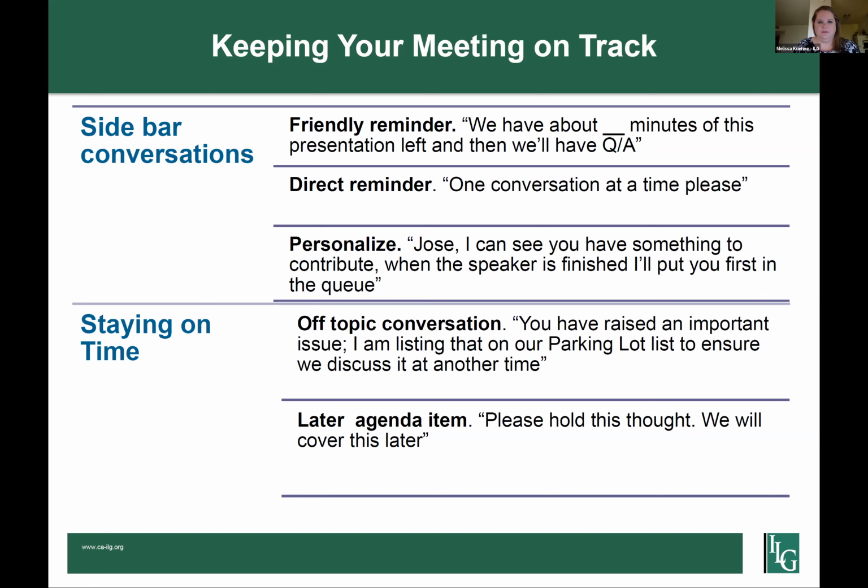we've all been in that meeting where you have 2 or 3 people that are talking offline. So here's a few things that you can think about in terms of keeping things on track in that regard. Just have a verbal reminder that we have this many minutes left in the presentation, and then we'll have time for Q&A. You can be a little bit more direct and just really target and say, we're just having one conversation right now. You'll have time to network or to talk offline later. Or you could really target and call out the person who's speaking.